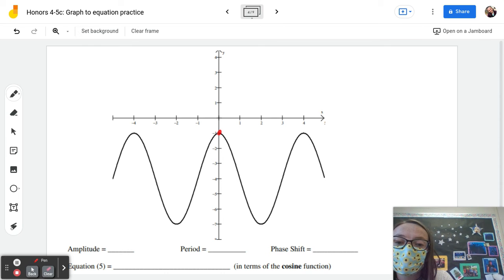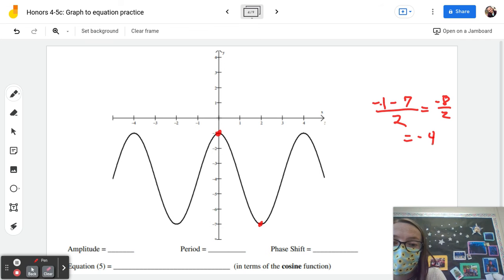One way to do this is to take the highest point, which is -1, and subtract from the lowest point, which is -7, and then divide by 2. So what we're going to get here is -8 divided by 2, and so the midline must be -4. So I'm going to draw my new midline at -4. So this is going to split it in half.